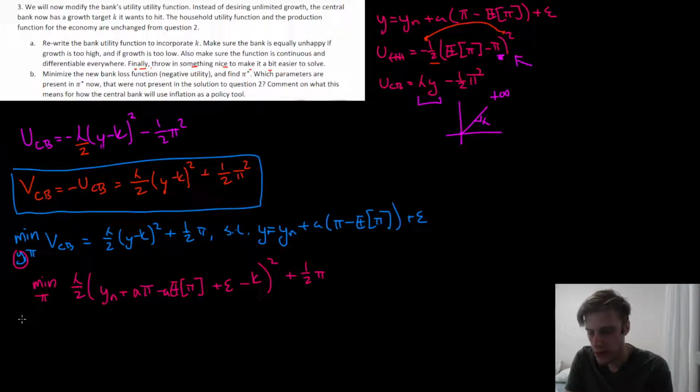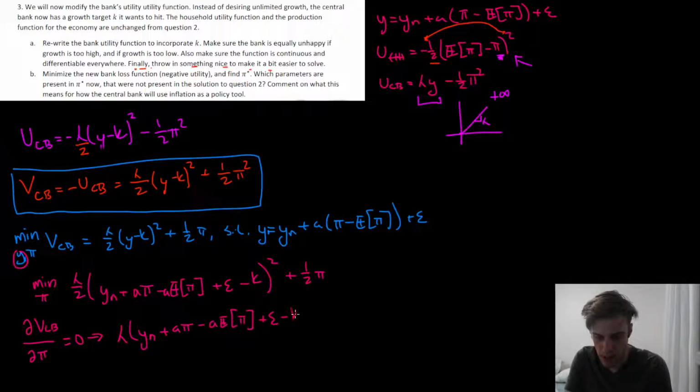So now we're ready to take the first order condition, which is just the derivative of the loss with respect to pi, and set that equal to 0. First things first, we take the outside function, which is the square. We bring the 2 down, it cancels with the 1/2. We're left with lambda times all of that stuff on the inside, yn plus a pi minus a expected pi plus epsilon minus k. And then to take the derivative of the inside, there's only one pi here, and there's an a on it, so the a drops out. And the second one's much easier. There's a square here, so it is just pi, and that's equal to 0.